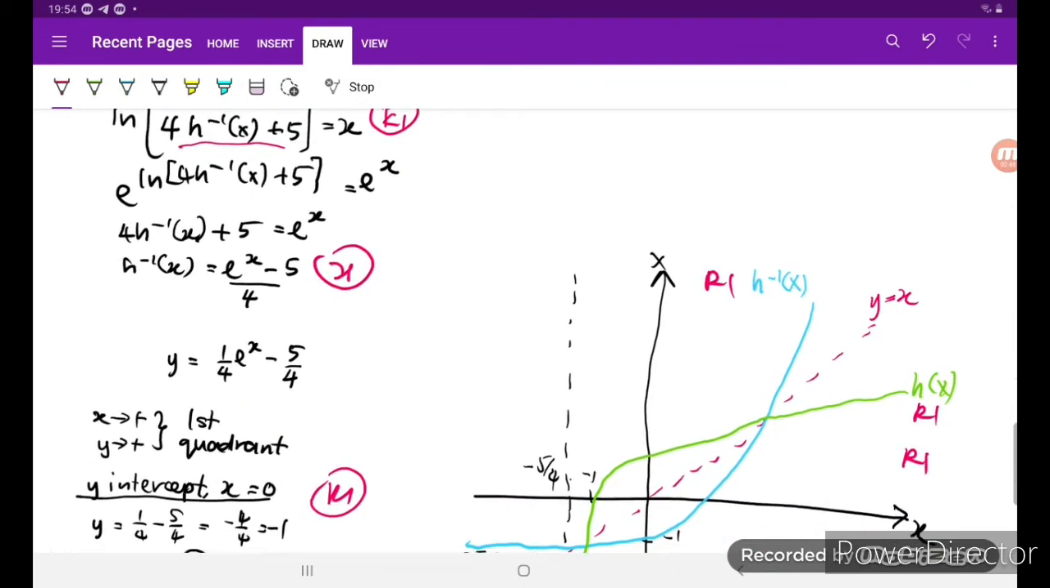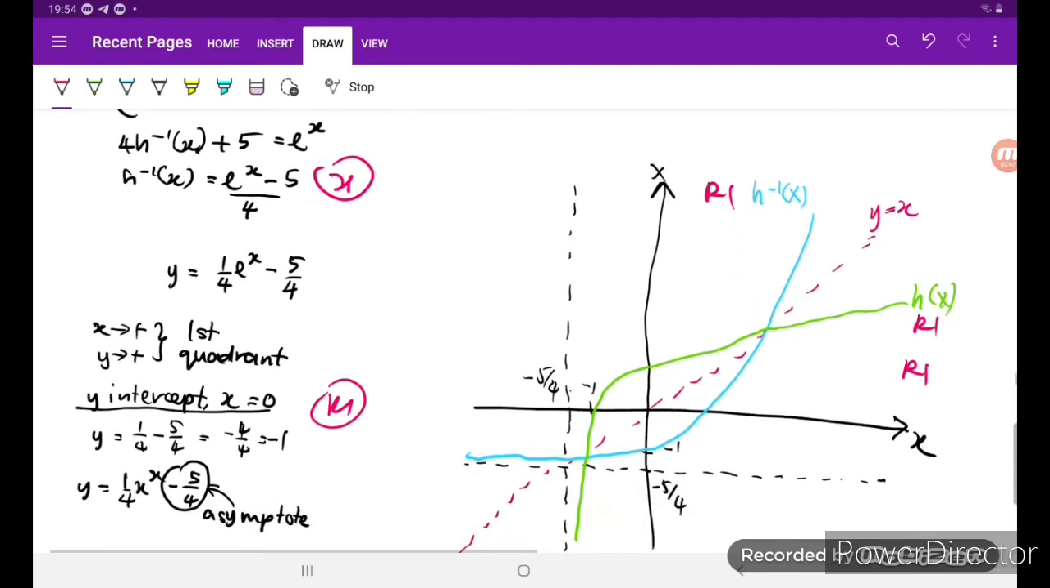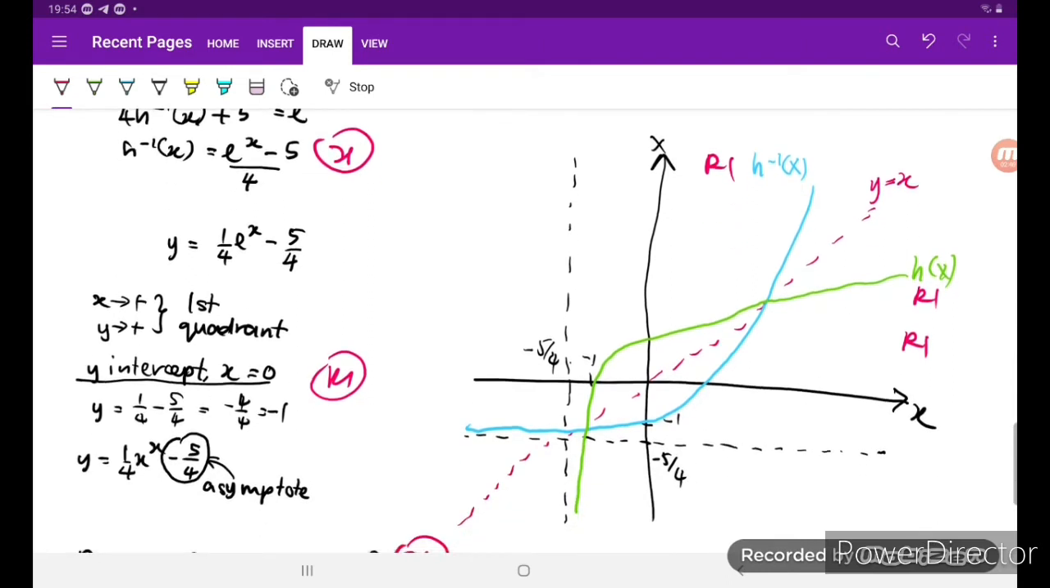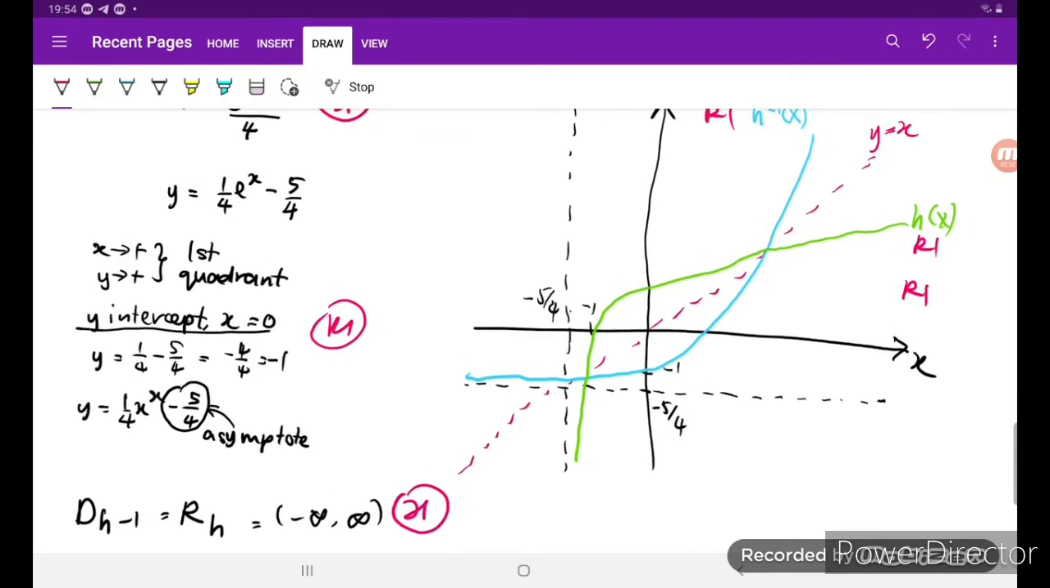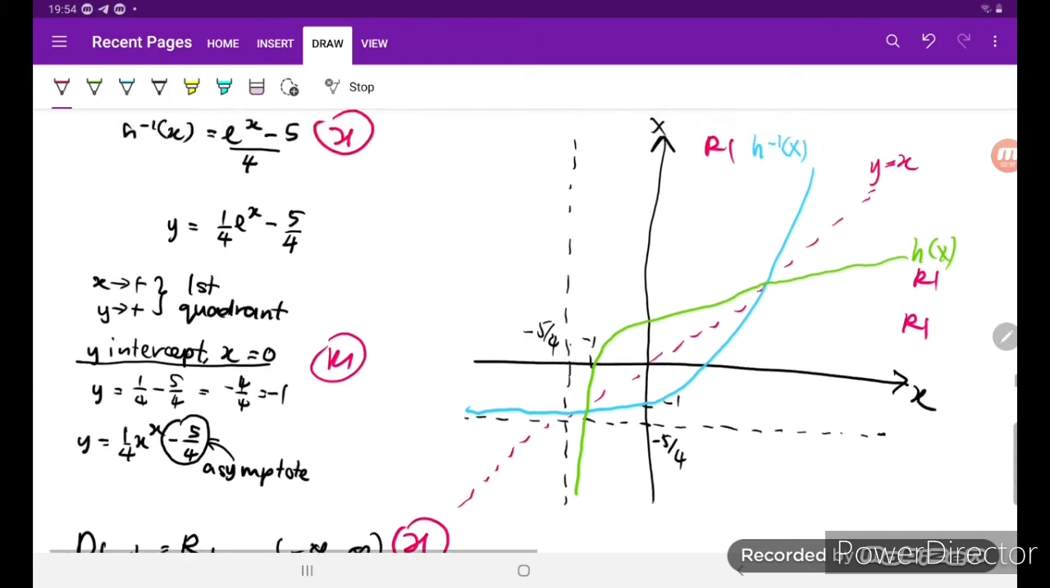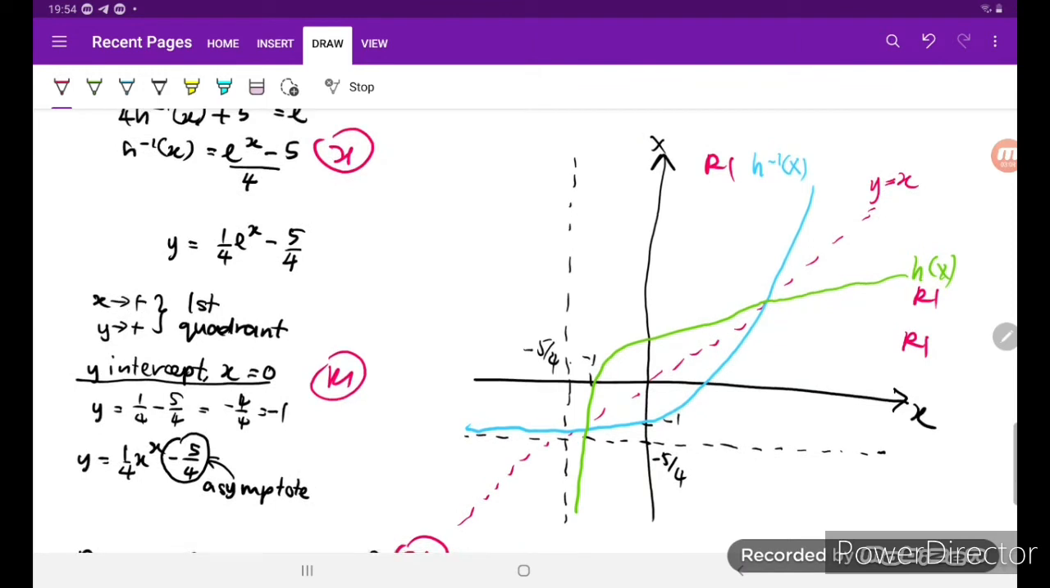Sketch both graphs on the same diagram. I choose to sketch the exponential function. So when I calculate the y-intercept and asymptote, I will get K1. Okay, and then when I sketch the graph, I sketch one correct graph, I get R1. I get another correct graph, I get another R1. And then both correct, I will get another one.